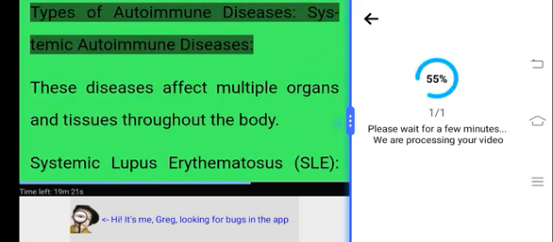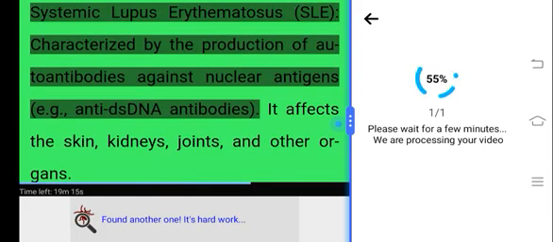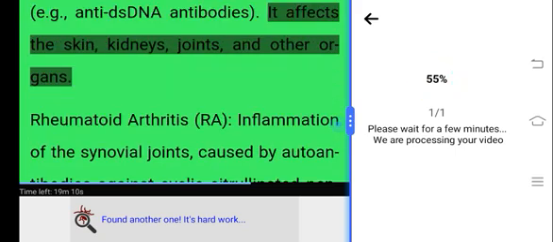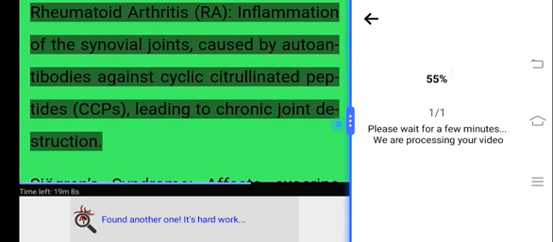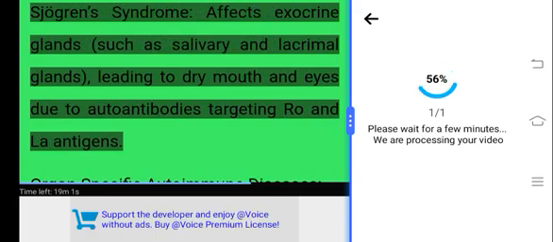Types of autoimmune diseases: systemic autoimmune diseases. These diseases affect multiple organs and tissues throughout the body. Systemic lupus erythematosus (SLE) is characterized by the production of autoantibodies against nuclear antigens, e.g., anti-dsDNA antibodies. It affects the skin, kidneys, joints, and other organs. Rheumatoid arthritis (RA) is inflammation of the synovial joints, caused by autoantibodies against cyclic citrullinated peptides (CCPs), leading to chronic joint destruction. Sjogren's syndrome affects exocrine glands such as salivary and lacrimal glands, leading to dry mouth and eyes due to autoantibodies targeting Ro and La antigens.